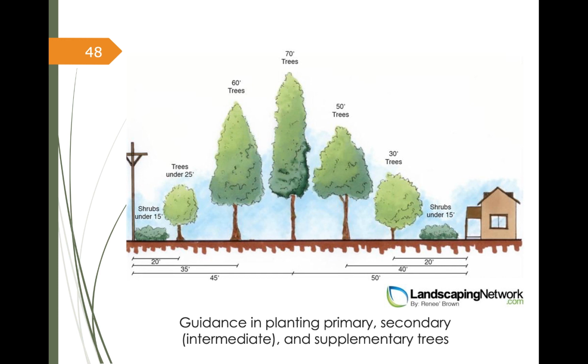Pay attention to the sectional illustration guidelines for planting primary, secondary, and supplementary plants. Notice where the electric pole should be placed. Usually we see that it is in line with trees. And because of that, electric cable can be disturbed by the growth of foliage.